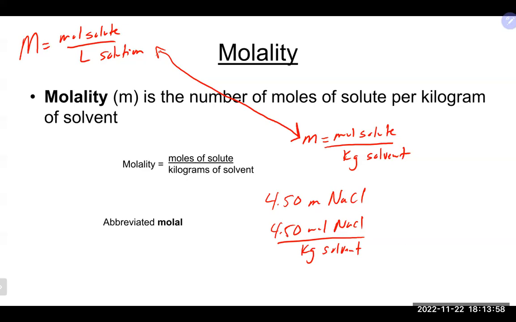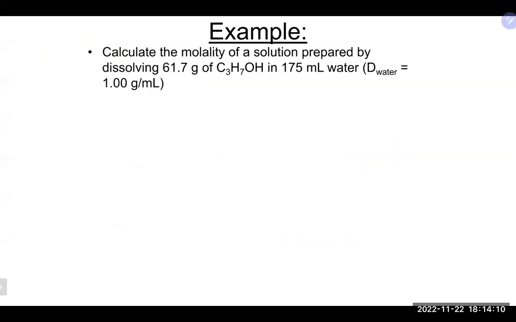between molarity and molality. So if you do see the little m in the context of solutions, it is molality, it's not mass, and again, it's not molarity, and they are two different things. So if we wanted to calculate the molality of a solution that's prepared by dissolving 61.7 grams of C3H7OH in 175 milliliters of water.